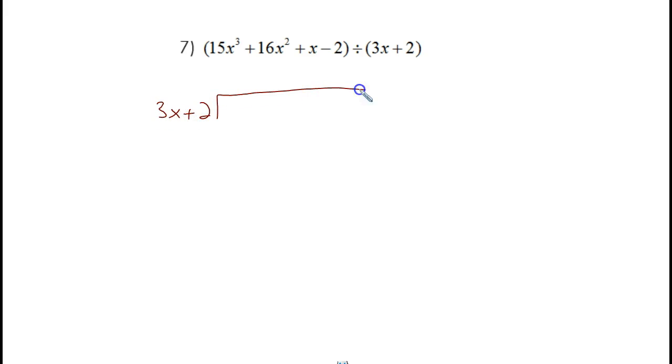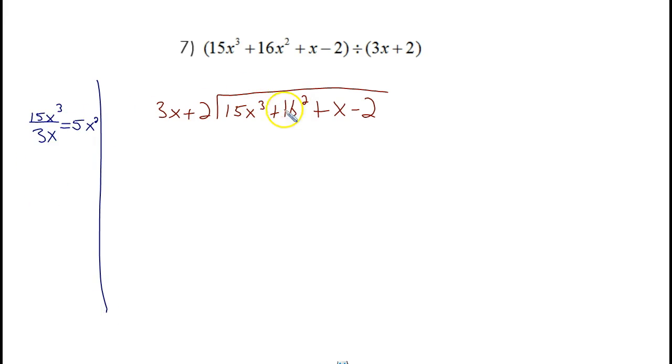divided into 15x to the third power plus 16x squared plus x minus 2. Remember, our steps are first divide, then multiply, then subtract, then bring down, and we keep repeating that. So my first step is to divide, and I ask myself, how many times does 15x to the third divide by 3x? This divide step, we only use the first term in each part, okay? Well, when you divide that, you get 5x squared.